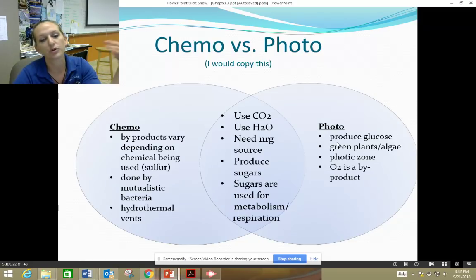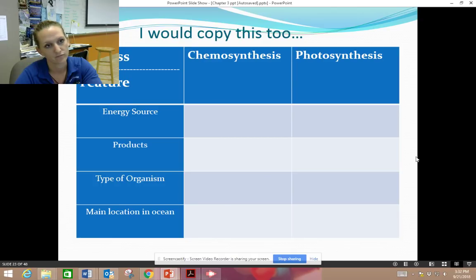Photosynthesis produces glucose, C6H12O6. It's done by green plants and algae, even macroalgae like kelp. This happens in the photic zone. Oxygen is a byproduct. Okay, I would copy this too. What's your energy source for chemo and photo? What are the products that are created? What types of organisms do this? And where is this happening in the ocean?